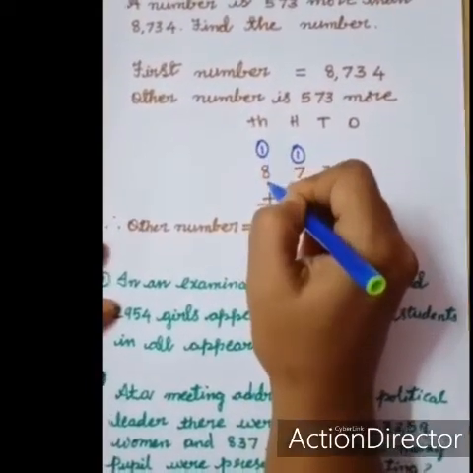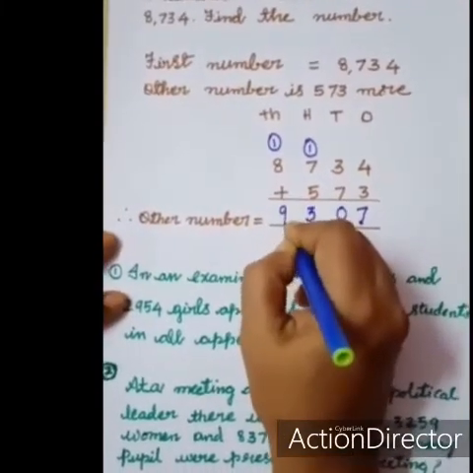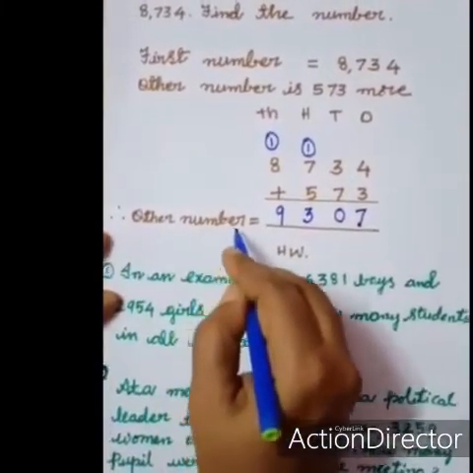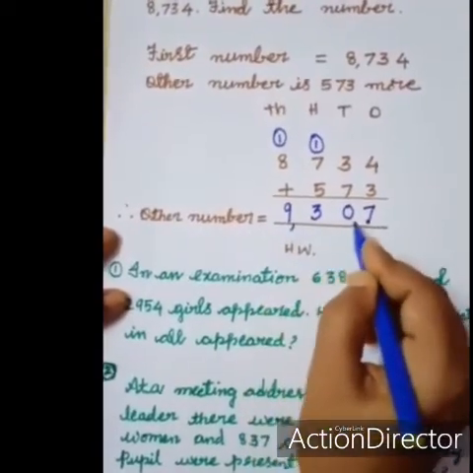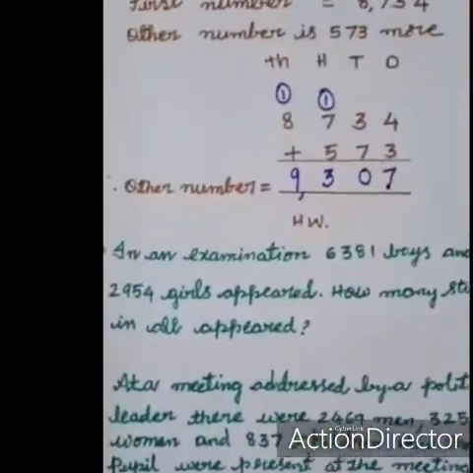Now we add thousands. 1 plus 8 is 9. Therefore, other number is 9307. Homework sums do in rough book.